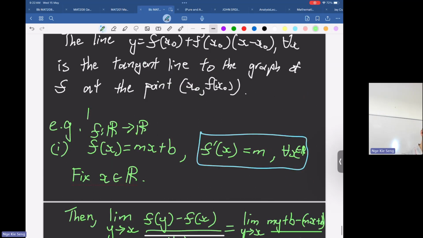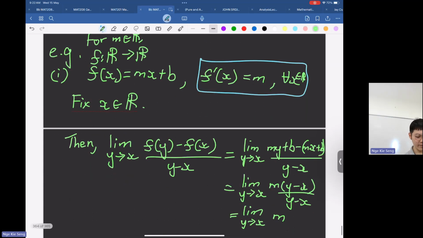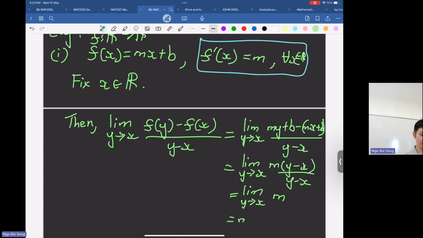To be precise, we should say that for m in R, we are fixing a constant. We define a function from R to R, which is mx plus b. So here we get m. This matches up with what you learned in calculus.